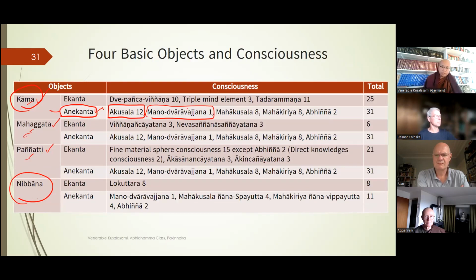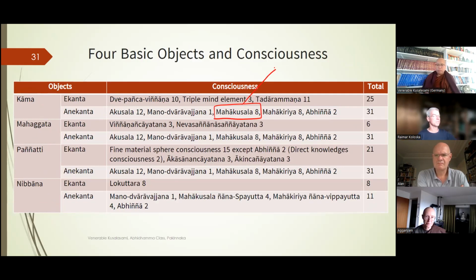So that's why Manodwara takes the object, not only Kama, but also Mahagata, Panyati, and Nibbana. So that's why it is called Anekanta. Anekanta means not only one. And Mahakusala 8. In this group, Mahakusala, great wholesome consciousness, you have to understand two different parts.